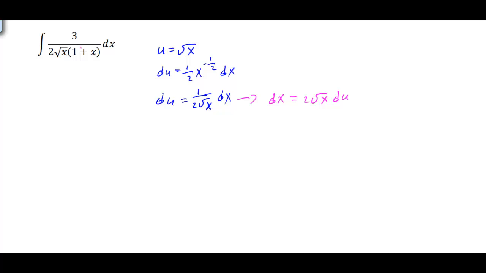And then if we look carefully, what is the square root of x? Now we're trying to get everything in terms of simply u and du. And here we have the square root of x. Well, up here we know the square root of x is equal to u. So we could write this as dx equals, instead of 2 square root of x, we could simply say 2u du.